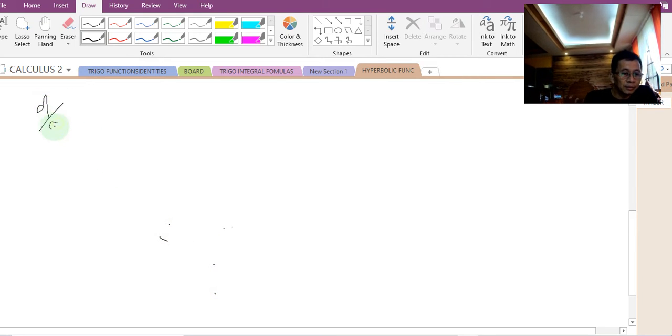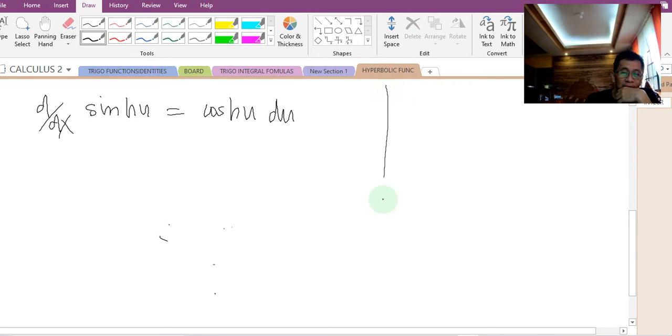The derivative of sine hu du. Okay, sine hu is equal to cosine hu du. Okay? So, di ba sa trigo function, the derivative of sine u is equal to cosine u du.